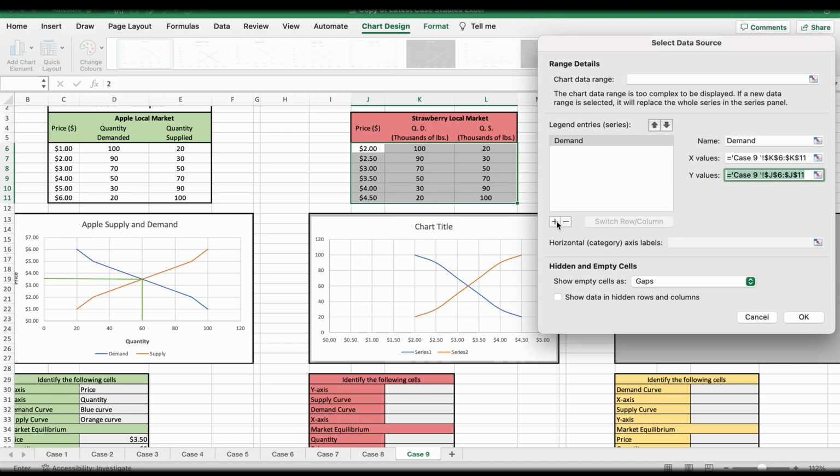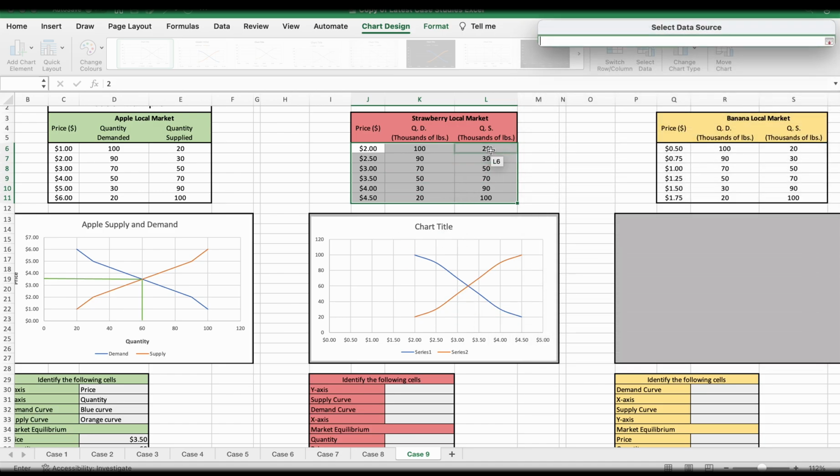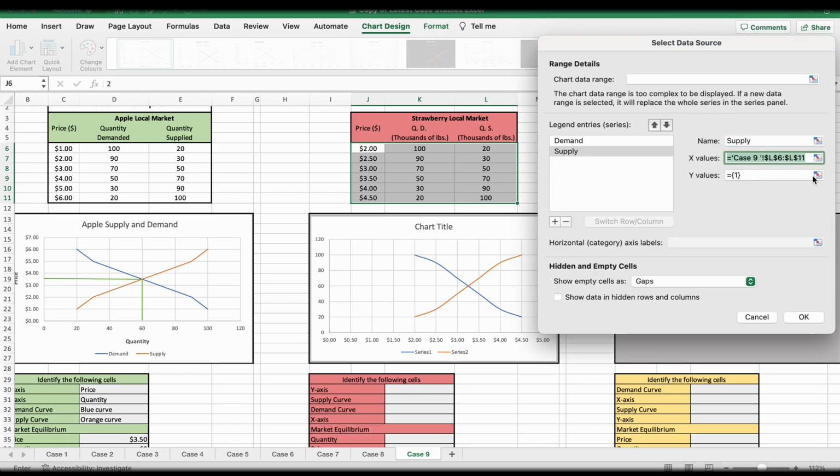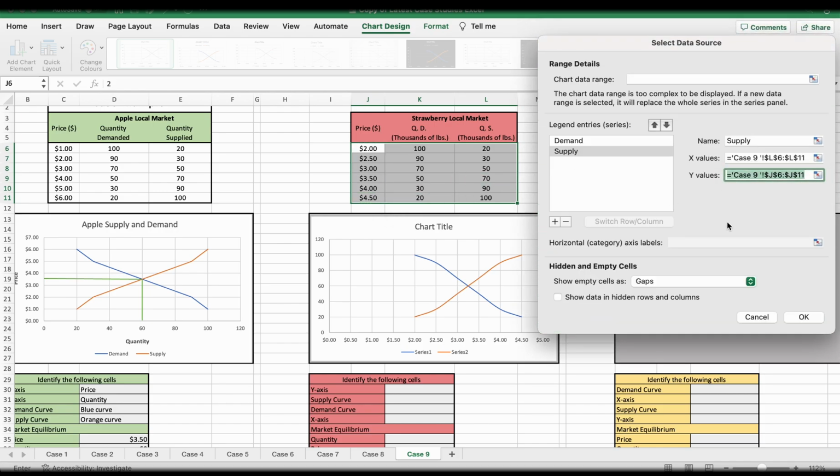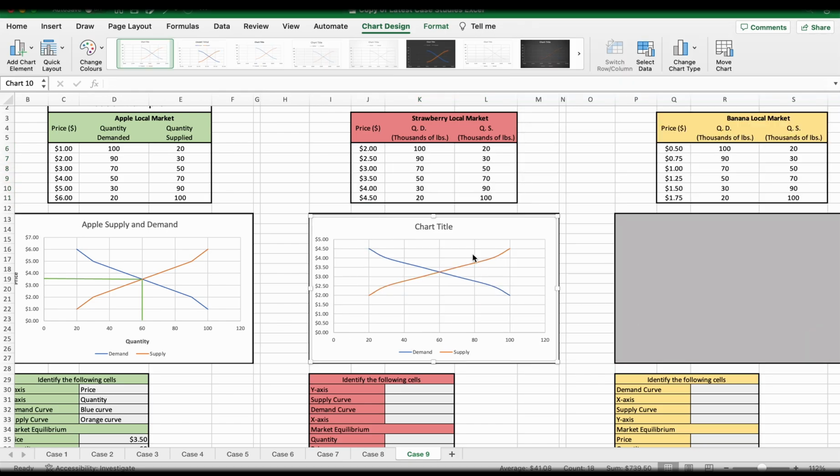Now let's add the supply curve. So hit a plus symbol and then name it supply. X values, remember, is going to be the quantity supplied. So this is a range. And same thing for Y values, the price. That's all the data you need to generate. So just hit OK, and as you can see, the chart is getting better.